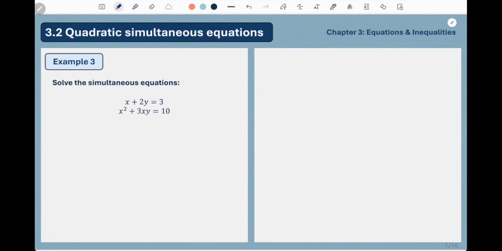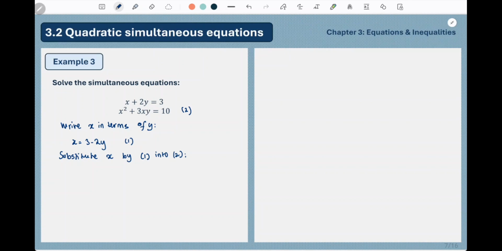So we have the first equation, x plus 2y equals 3. If I were to write x in terms of y, that's what I'm going to do first. So x is equal to 3 minus 2y. I moved 2y to the other side. And then I'm going to substitute x by, let's say this is equation 1, so by equation 1, into equation 2, let's call this 2.